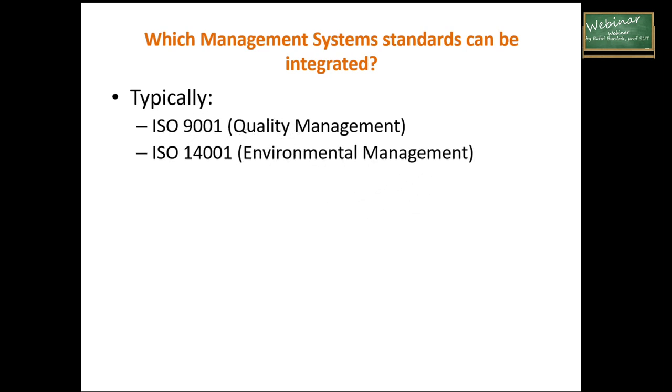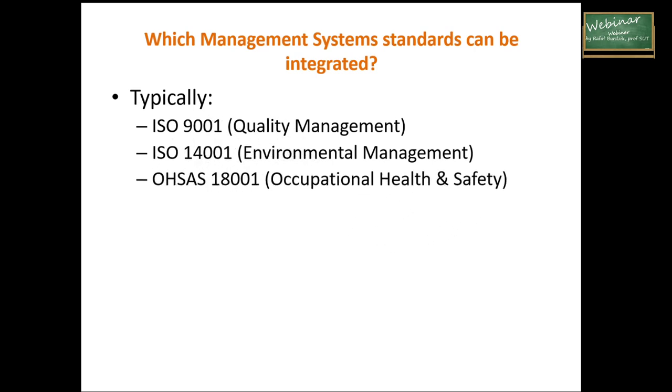The second management system which can be integrated is ISO 14000, which is on environmental management. The next one is OHSAS 18000, which is occupational health and safety.